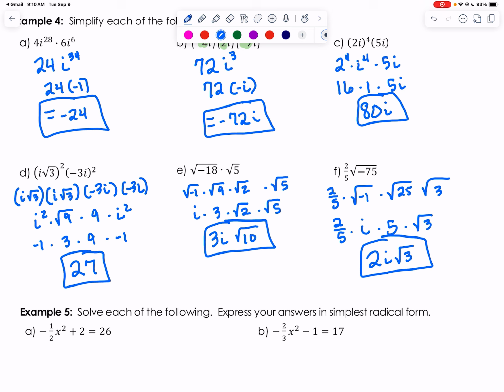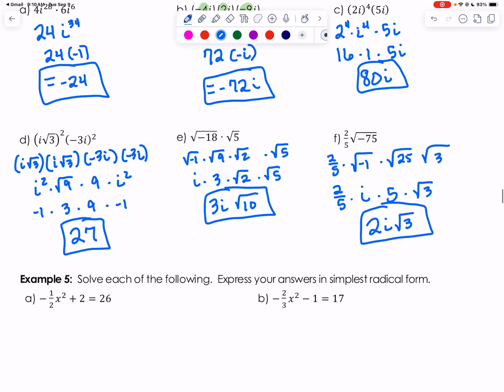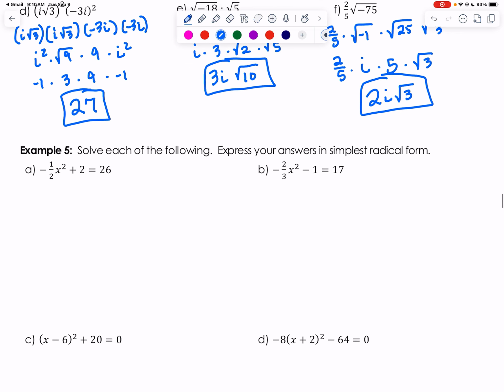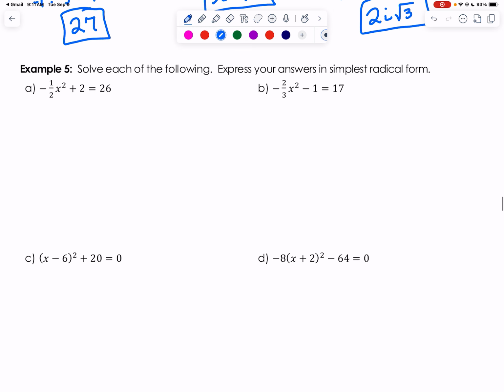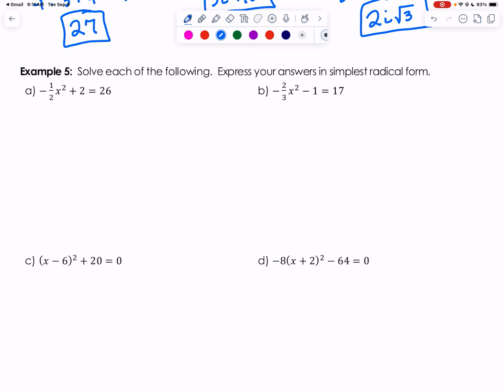Now, in our last set of problems, I want to show you when we use imaginary numbers in the real world. So we use imaginary numbers in the real world when we're coming across equations where we end up with a negative square root. So let's look at problem A.